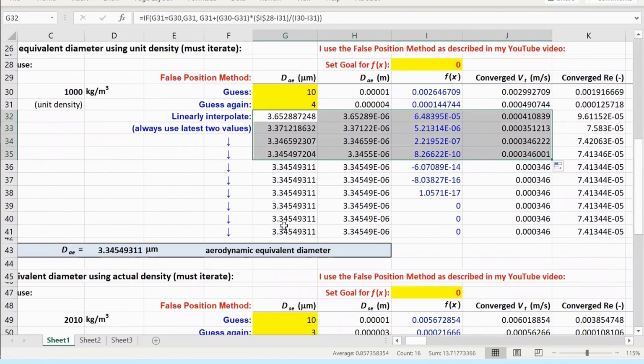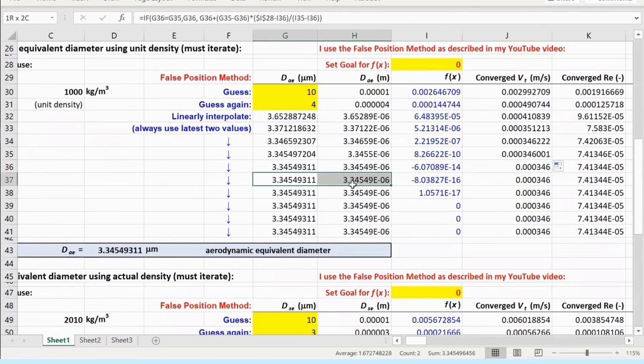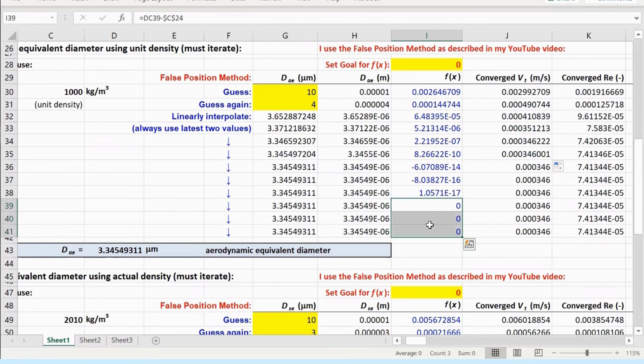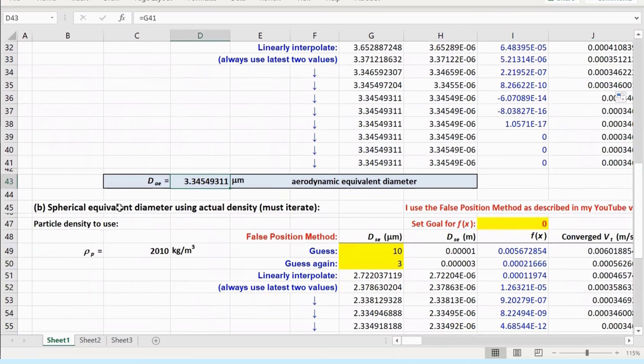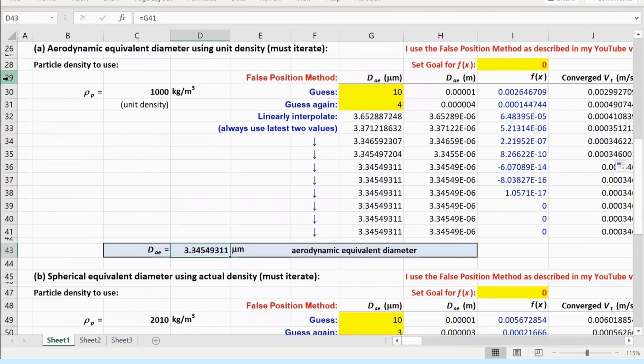And you can see that it converges very rapidly. I went too many times, but that doesn't hurt in Excel. It's easy to go to a very small number. In fact, it actually reaches 0. So there's my 3.35. For part B, spherical equivalent diameter, I literally did this.